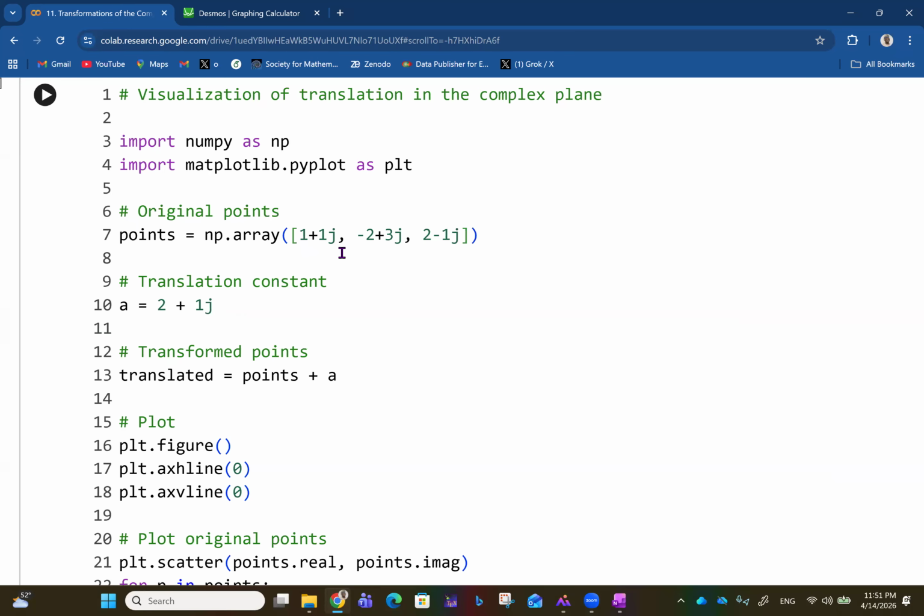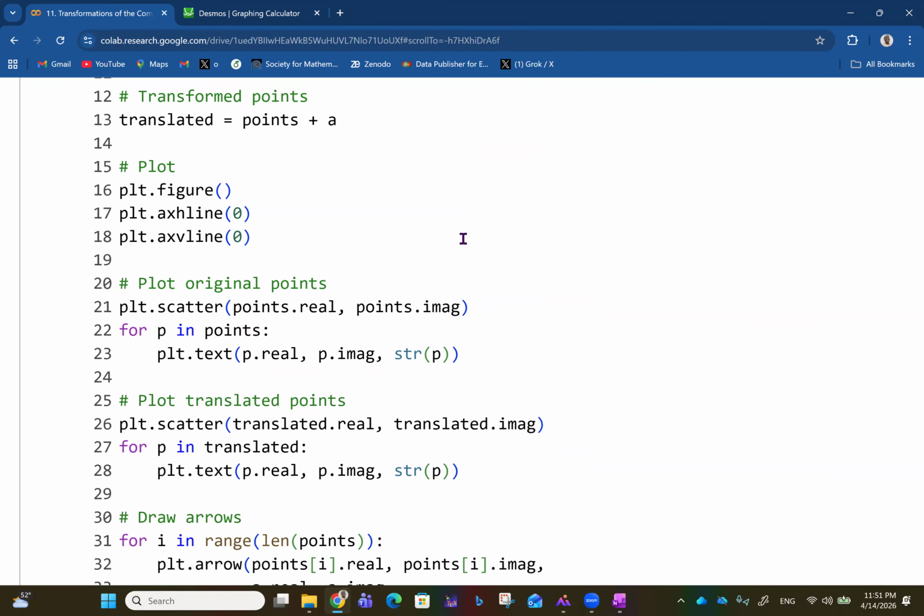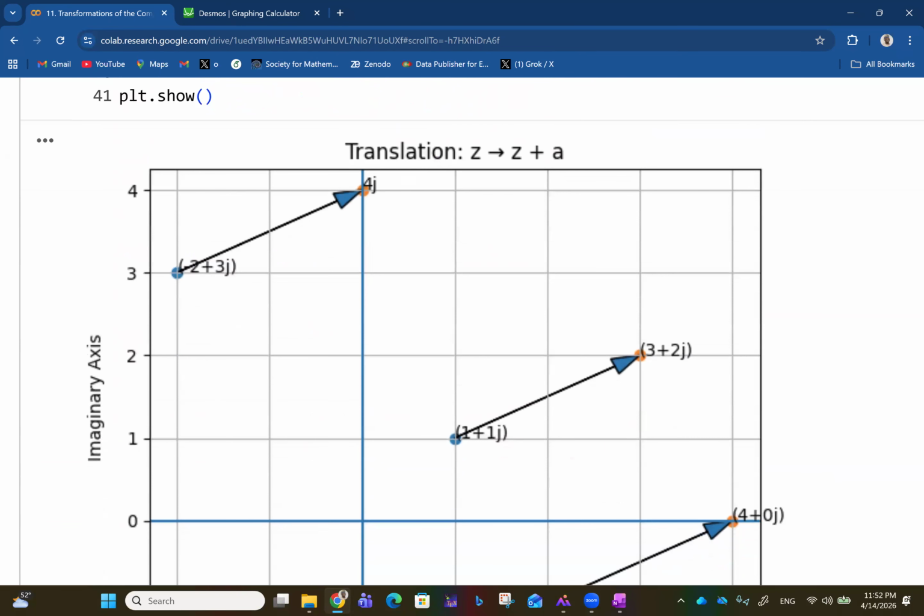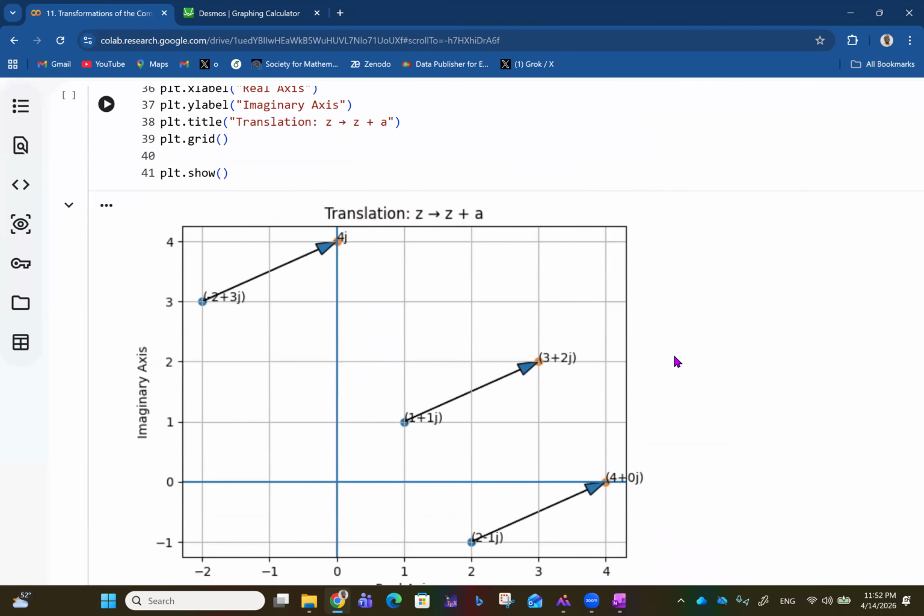I wonder why I keep calling this one ij. 1 plus 1j. Then a is the translation constant, which is 2 plus 1j. So we are going to add this to all the components now. So this is going to be 3 plus 2j. This is going to be 0 plus 4j. This is going to be 4 because 1j minus 1j is 0. So by the time we are done, 2 plus 3j gets translated to 4j. I think that's the last one. Then 1 plus 1j becomes 3 plus 2j. And then we have 2 minus 1j becoming 4 plus 0j, like that.